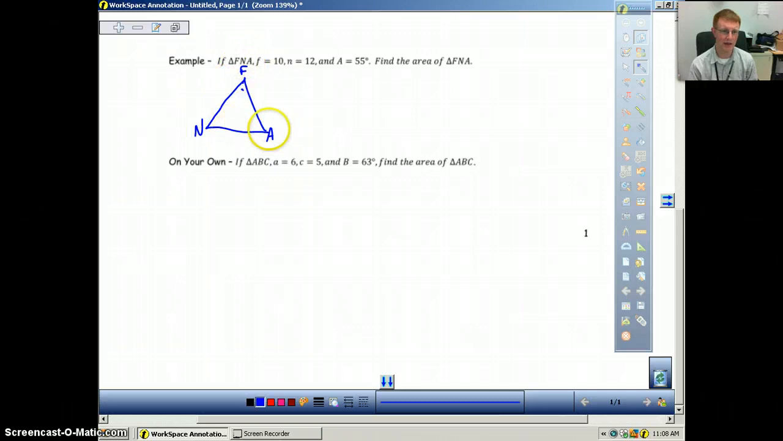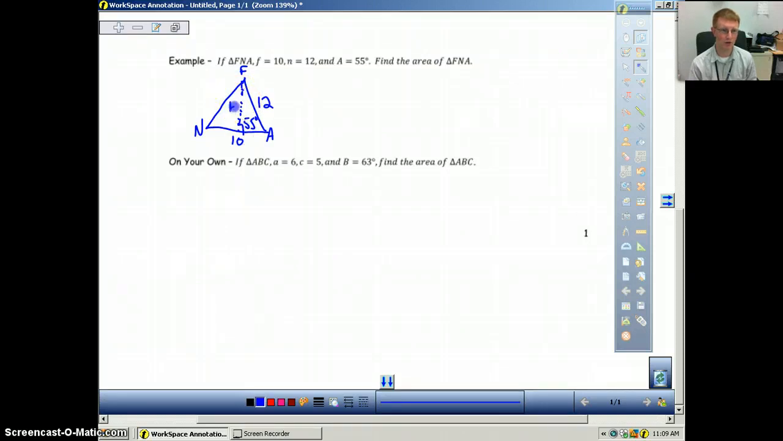So that means that F is going to be 10. That's the opposite of the angle F. The N is going to be 12. So that's the opposite of the angle N. And then it says A is 55 degrees. Well, as soon as you see that this is 55 degrees, in this angle right here, that should tell you that when we create our height of our triangle, we're dealing with this right here. So there's the height that we don't know.